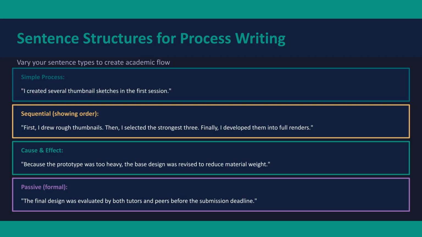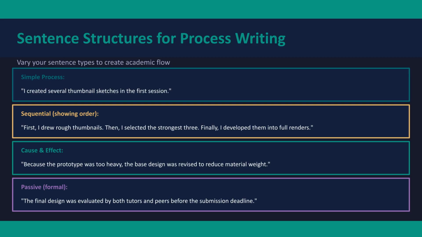First, the simple process statement. This is your basic, direct sentence. "I created several thumbnail sketches in the first session." Short, clear, factual. These are good for stating what happened, but don't rely on them exclusively. Second, the sequential sentence. This combines multiple simple actions into a flowing sequence. "First, I drew rough thumbnails. Then, I selected the strongest 3. Finally, I developed them into full renders."